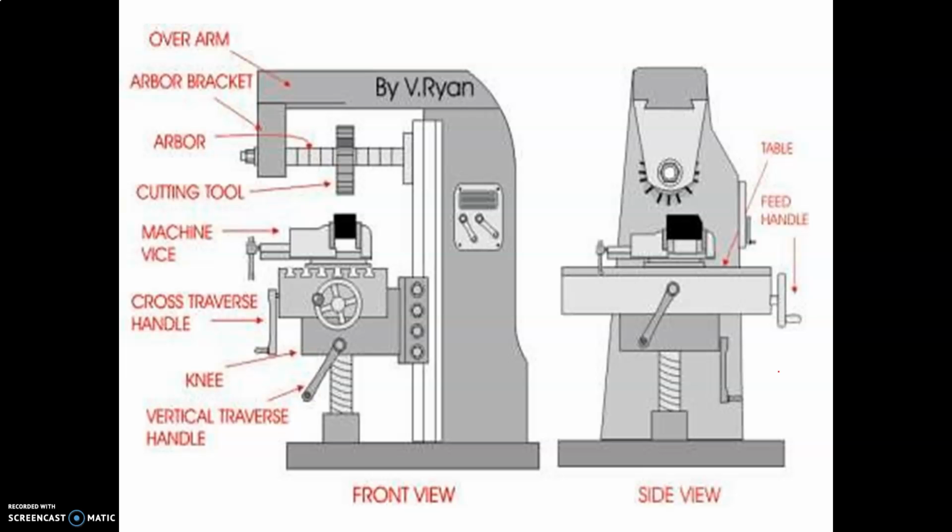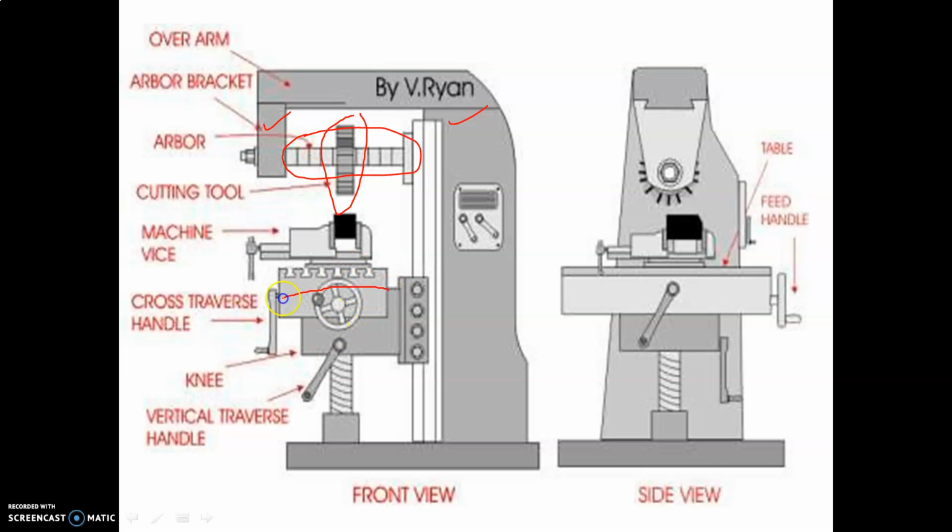This is the overarm, arbor brackets and arbor with cutting tool. This is the arbor, a very important part. The arbor connects to the yoke. This is called the yoke and column. The yoke supports the arm and the arbor. Normally the cutting tool is placed on the arbor with the help of the arbor.